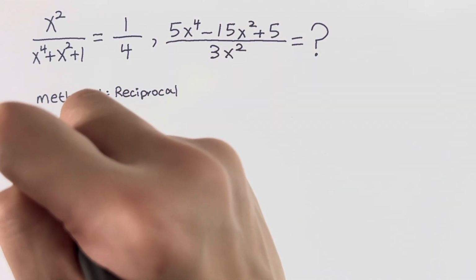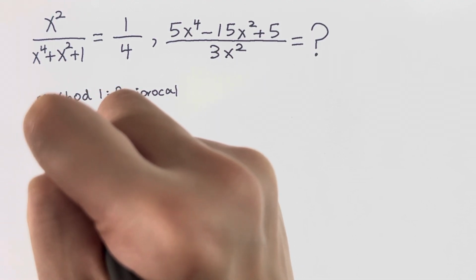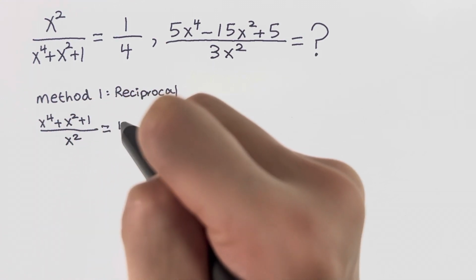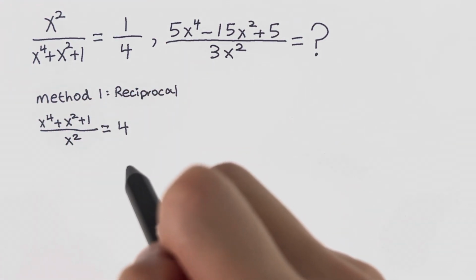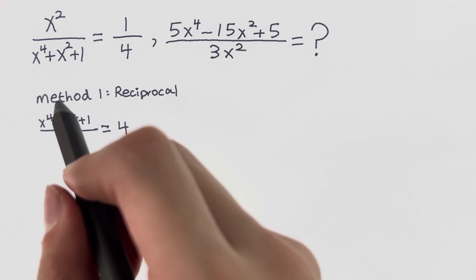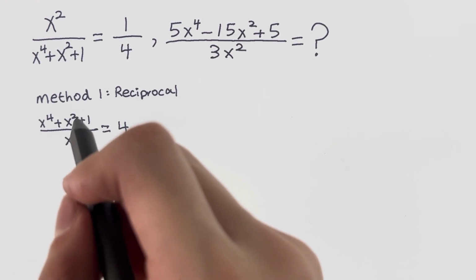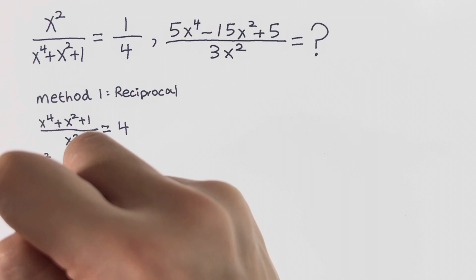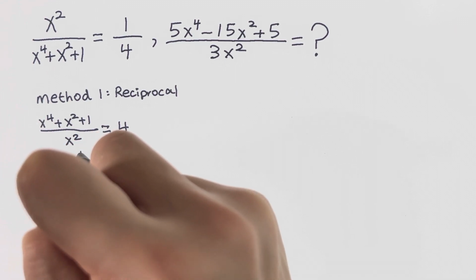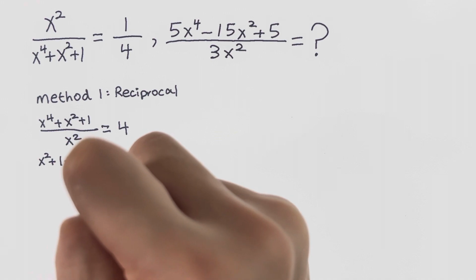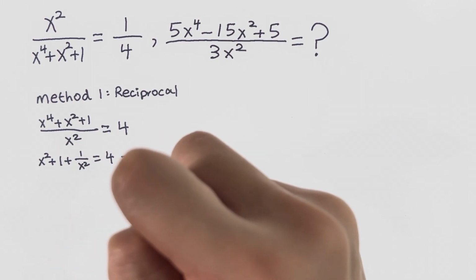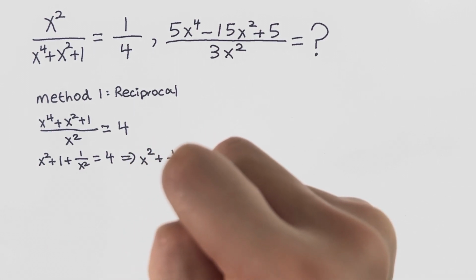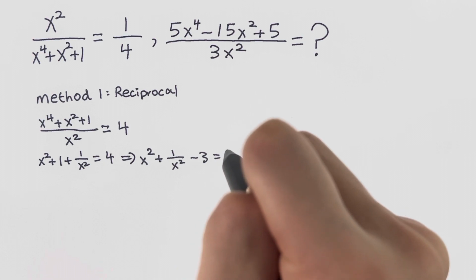So we have x to the fourth power plus x squared plus 1, divided by x squared, equals 4. Then I want to simplify the fraction. So if we divide x to the fourth power by x squared, x squared by x squared, and 1 by x squared, this will give us x squared plus 1 over x squared equals 4. So x squared plus 1 over x squared minus 3 equals 0.